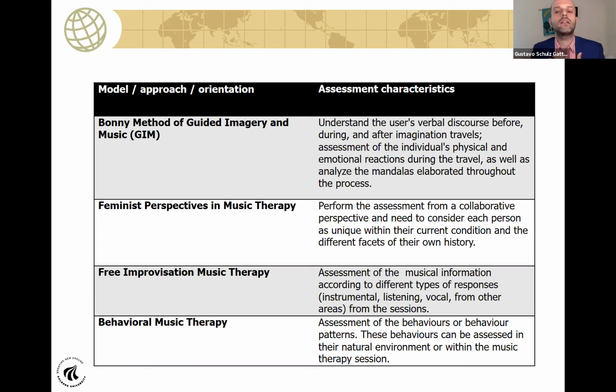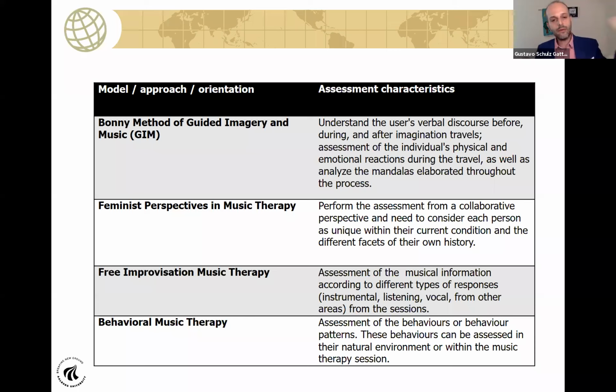Or I can have my understanding in the neurodivergent paradigm, where I understand that it's not possible to say what is normal, that there is no normalization, that we need to relativize the concept of ableism. And in this sense, I will see what I'm assessing from a different perspective because I have a different understanding about the human being and not only about a diagnosis or a specific pathology. And as we could see here, we also have different theoretical and philosophical approaches when we consider the different models, approaches, and orientations in music therapy.